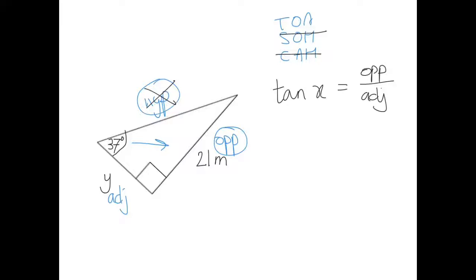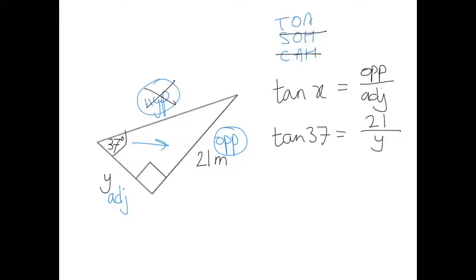Once we have our formula, we fill it in. So instead of tan of an angle x, it's tan of 37 degrees. And the opposite is 21 meters. The adjacent is what we want to find out, it's y. And here's where the difference is from our previous method. This time, the letter that we're looking for is in the bottom of the fraction.